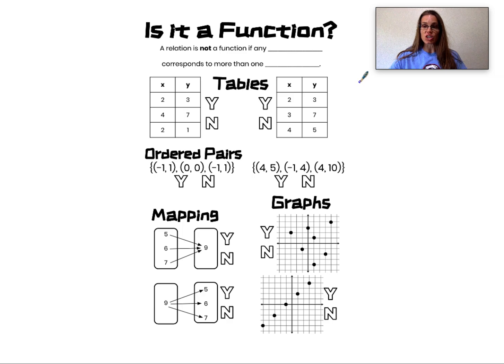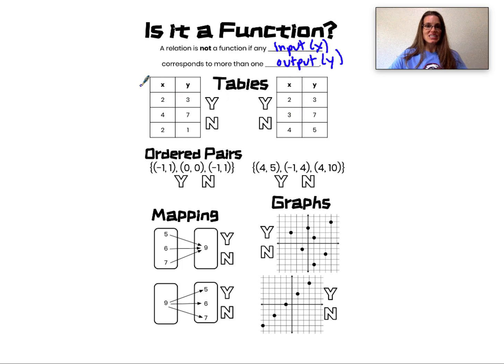Our definition of a function is a relation in which each input, each x, has exactly one output, one y. To state this a little differently, a relation is not a function if any input x corresponds to more than one output, where our output is y. So if a given input x has two different y values, it's not a function. We're going to go ahead and look at some different relations and determine if they are a function or not.